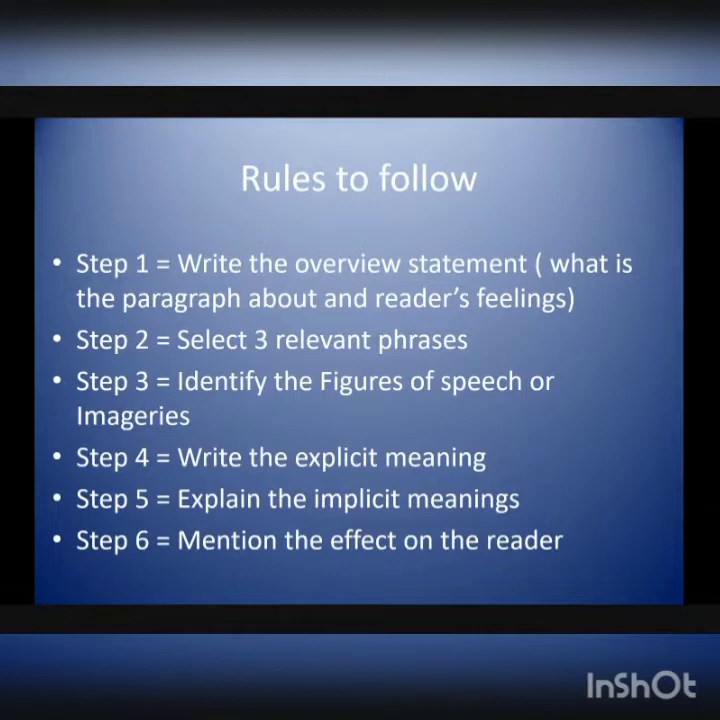After which you write your figurative devices which are used in those phrases, or what imageries are used in those phrases. Explain it in detail, explicit and implicit meaning. And at the end of it, write the effect on the reader. How would the reader feel when you read this particular paragraph? You're the reader. How do you feel when you read this particular paragraph? So these are your 5 to 6 steps. The 6th step is directly at the end. So these are the first 5 steps that you follow in a writer's effects question.